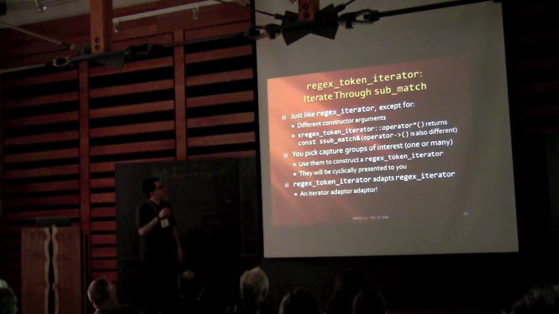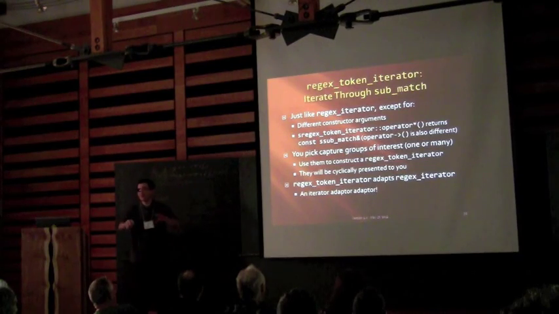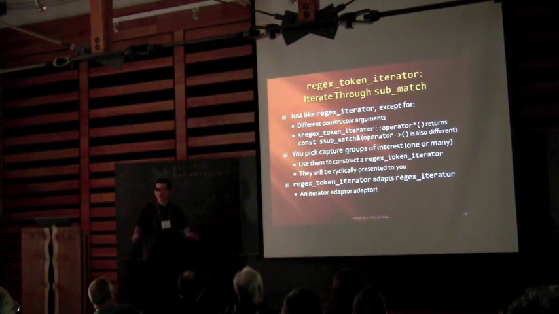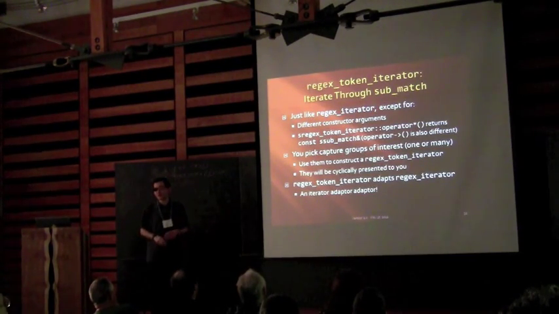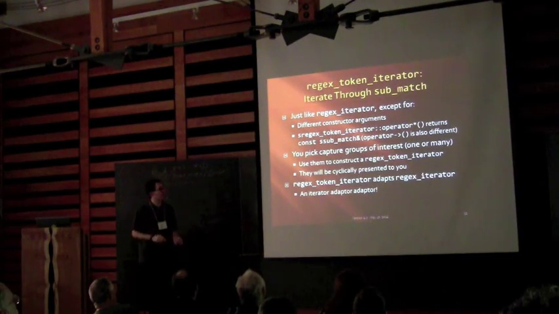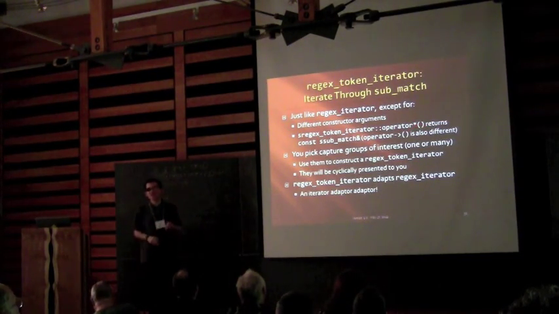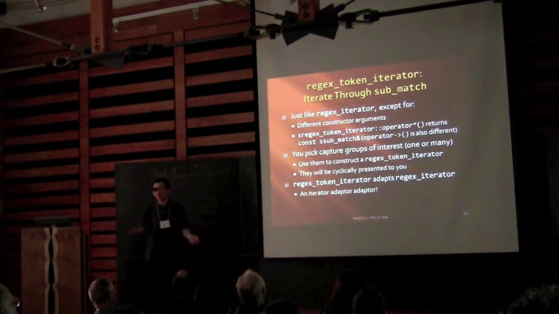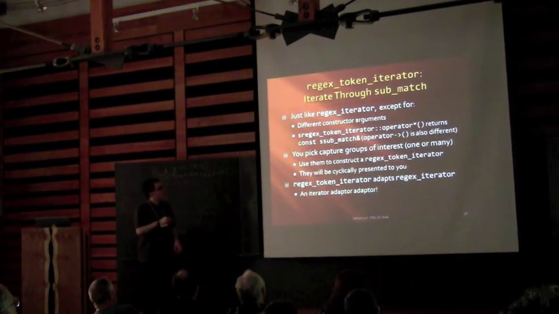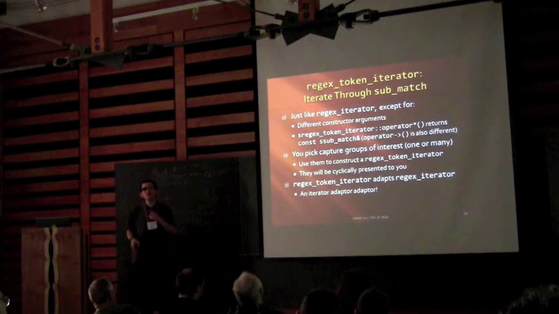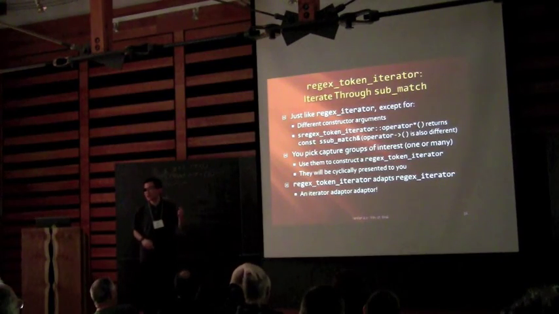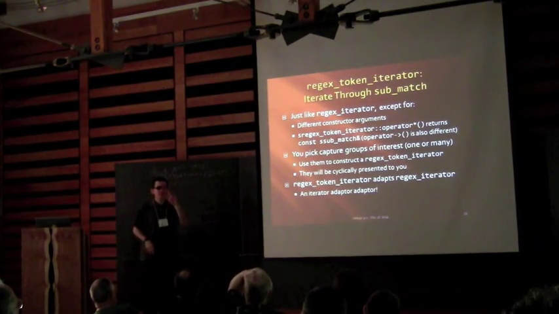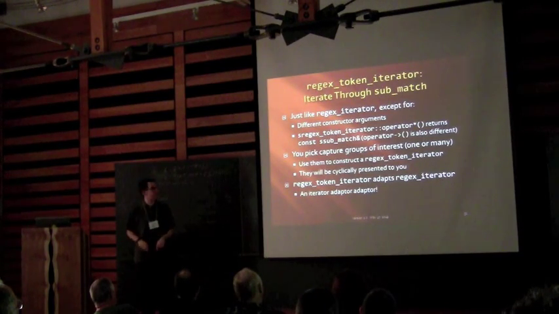So finally, regex token iterator, which is sort of the capstone of the regex library, the all-singing, all-dancing thing, the most powerful. It wraps a regex iterator, so it's very similar, except it's got slightly different constructor arguments. When you dereference it, instead of returning a whole match results, which is a container, it returns individual submatches. So you can pick capture groups of interest. You can say, I'm only interested in capture groups 1, 2, and 3, or just 1 and 2, or 1 and 3, and tell that to the regex token iterator, and those capture groups will be presented to you over and over. So here's capture groups 1 and 2, 1 and 2, 1 and 2 for each match.